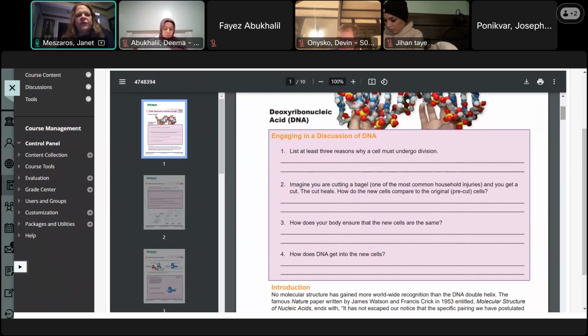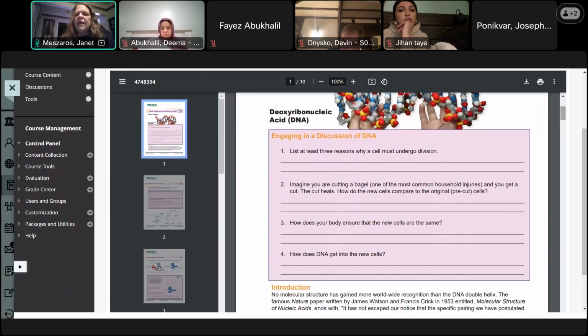We're going to start first, and the cell's going to say, okay, we divide. We're going to duplicate the DNA. And after we do that, we're going to do a nuclear division, which is mitosis, and then the remainder of the cell division called cytokinesis. So that's how it ensures those cells are going to be the same.